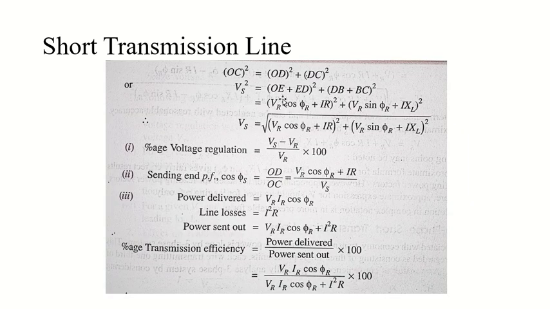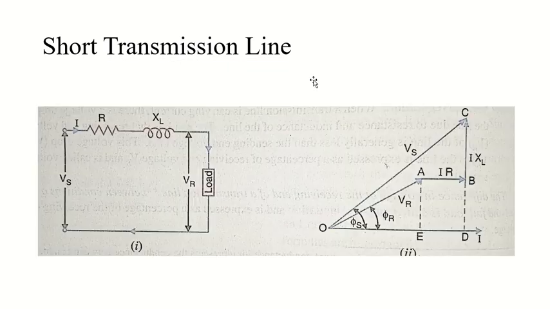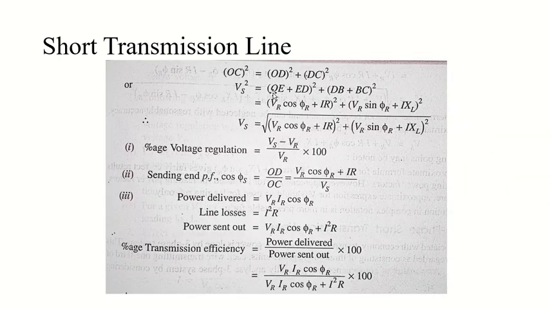So we have written it, OC square is equal to OD square plus CD square or DC square. Now tell me, what is OC? See, what is the value of OC? It is nothing but Vs, right? Now what is the value of OD? It is the summation of OE plus ED. What is the value of DC? It is the summation of DB plus BC. So we have just written it. OD is equal to OE plus ED and DC is equal to DB plus BC. So those are our equations.